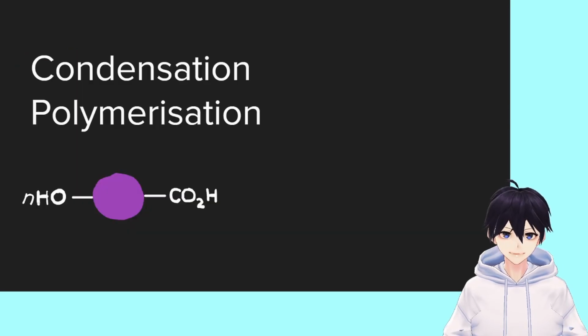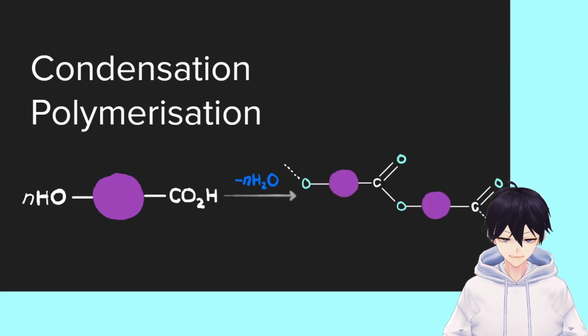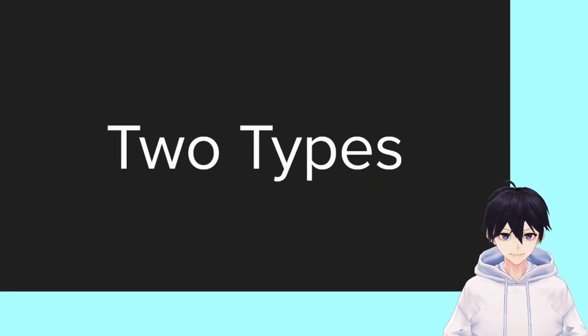Next up is condensation polymerization. This is when the monomers contain 2 functional groups, and the empirical formula of the polymer is not the same as the monomer, as the monomer reacts with the elimination of small molecules such as H2O or HCl to form the polymer. In condensation polymerization, there are 2 types.